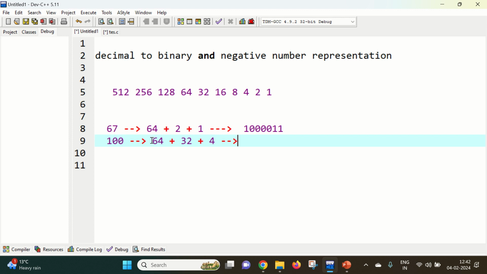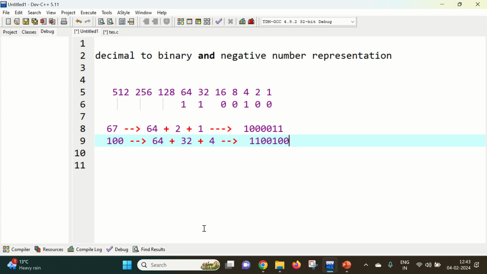So actually with the help of this, you can say that at this digit, with 64 it comes 1. After that with 32 it comes 1. After that 16 it is 0, 8 it is 0, 4 it is 1, and then 0 and then 0. So if you write this number representation, then this number is actually 1100100. So here we can see.